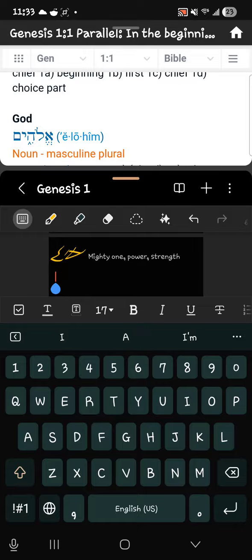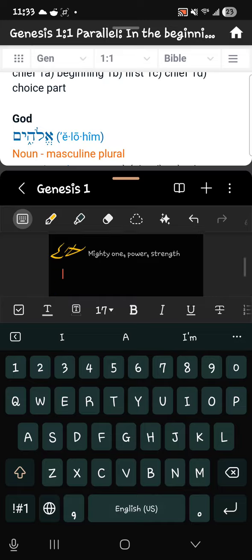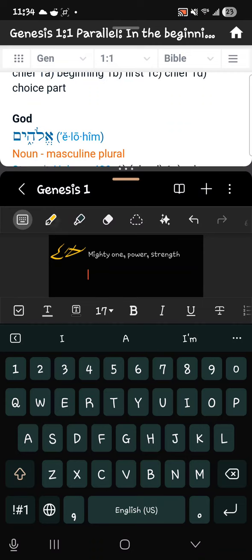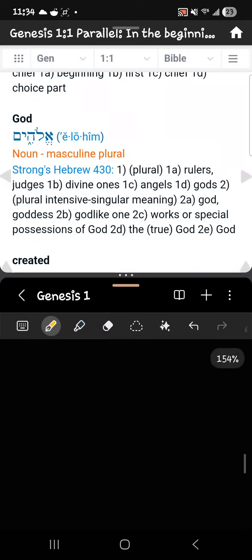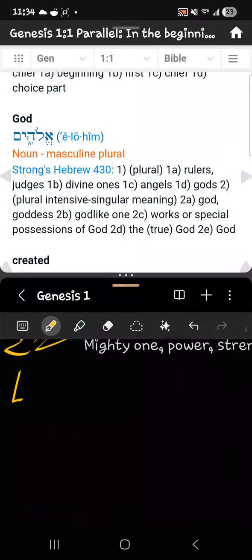Alright. Next, we have, well, I'm just going to do this word right here. Okay. Lamed. It's kind of self-explanatory with a lamed. Sometimes you even see it like this. That's also how they'll do it. I just do it like that. Let's just be real.